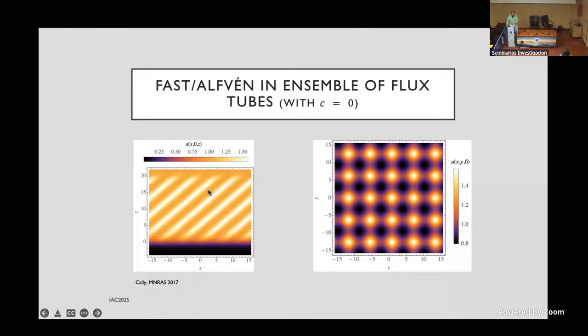So this is a view looking from the side at the flux tubes. This is a view over here looking from the top. So if I take a plane, I've got all these flux tubes coming up, and they're all arranged in a periodic ensemble.